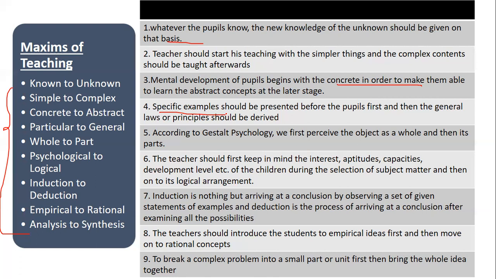Then when we say whole to part, according to Gestalt psychology, first the object as a whole should be perceived and then as a part. So it should start with a whole, the sum, and then be divided into parts. Then psychological to logical. So these maxims work with the mind's interest.